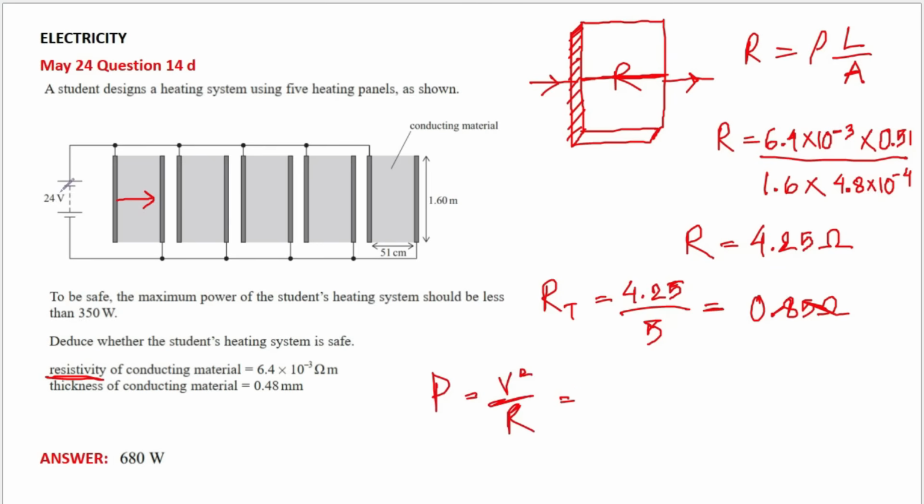So V is 24 squared divided by R, which is 0.85, which gives you 24 squared divided by 0.85, which is 677. Round it off to 2 SF and you get 680 watt. Which matches with my mark scheme as well.